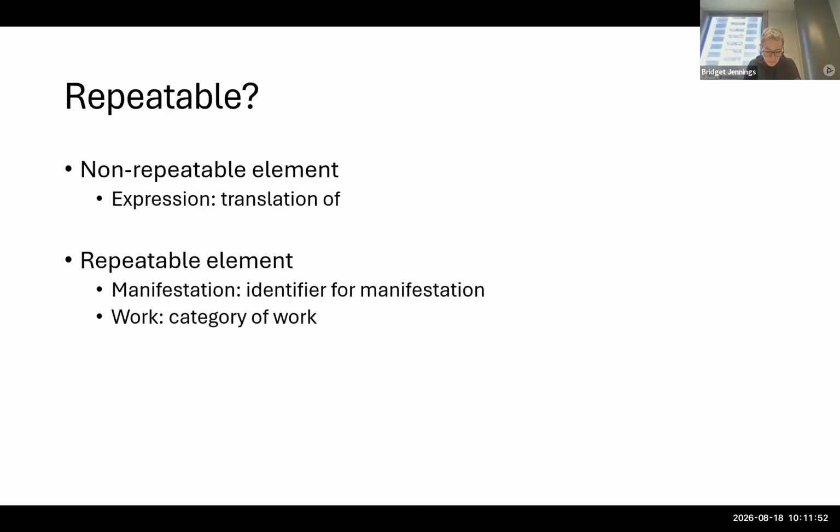An example of a non-repeatable element might be manifestation copyright date. You might decide that for your institution, only the most recent copyright date should be recorded on the manifestation. An example of a repeatable element is manifestation identifier for manifestation. You might decide to include all relevant ISBNs recorded on the resource.